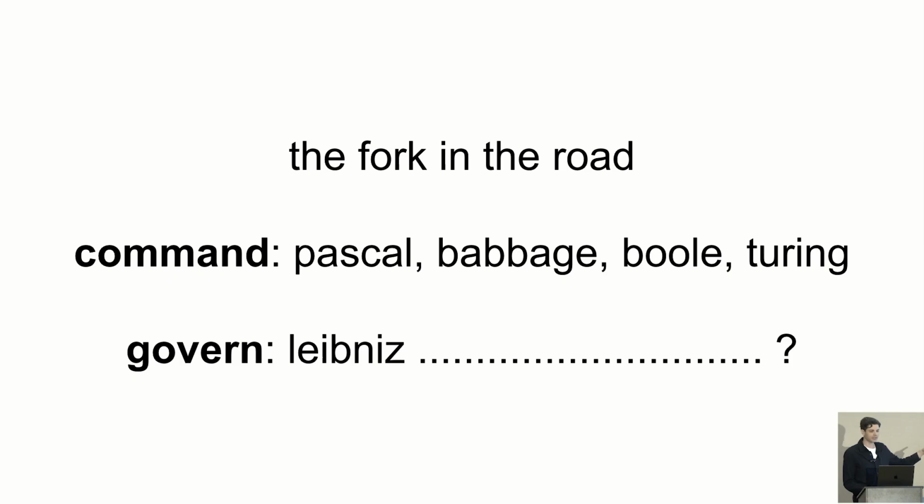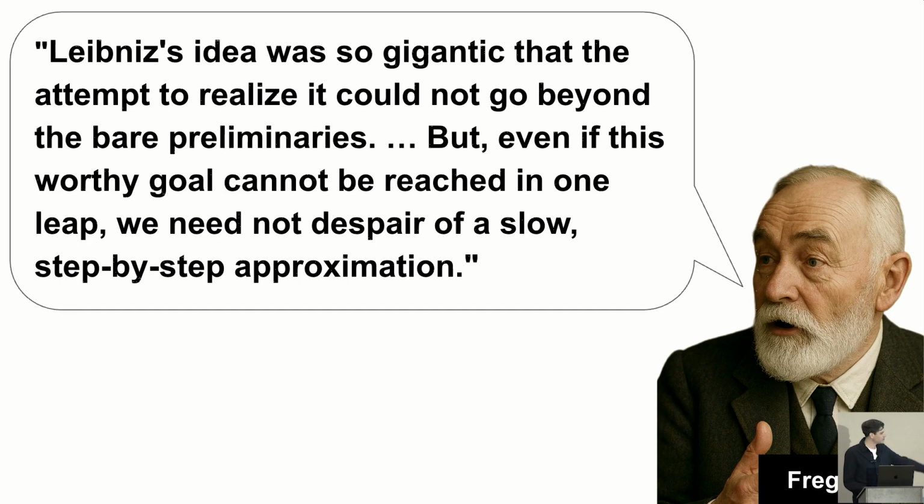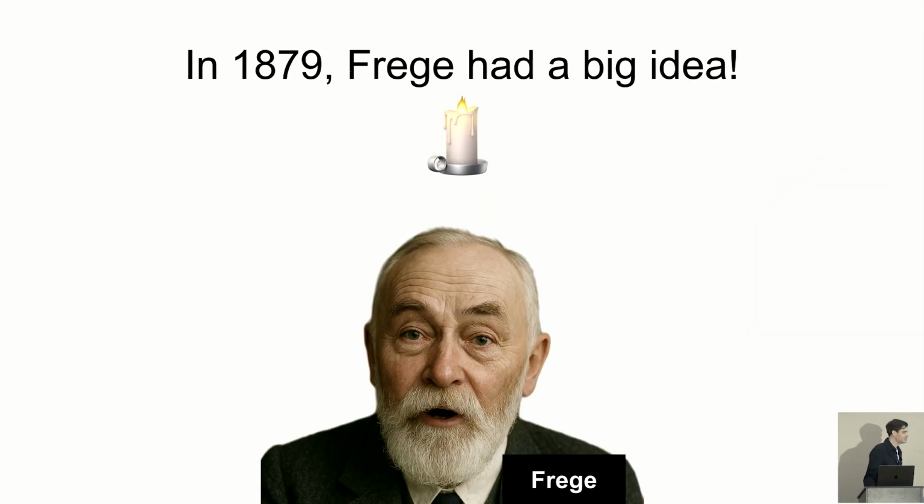And on one side, we know the history very well. We know Pascal, we know Babbage, we know Boole, we know Turing. But Leibniz, who followed up Leibniz? There was a long pause. Until this guy, Frege. And Frege said Leibniz's ideas were so gigantic that any attempt to realize them just could not go beyond the bare preliminaries. But even if this worthy goal cannot be reached in one leap, we need not despair of a slow, step-by-step approximation. And in 1879, Frege had a big idea.